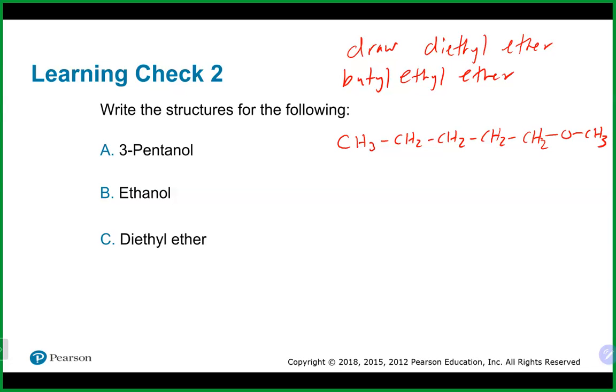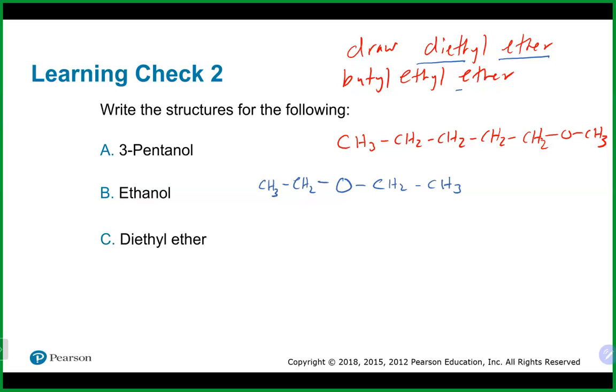Okay, let's take a look. So we're drawing ethers here. Best thing to do is really just start with the oxygen, especially in this case where we have the common name. So diethyl ether means that we have an ethyl group on either side of the oxygen, and ethyl is a 2-carbon group. So we would just fill in our 2 carbons with the appropriate number of hydrogens there. Any question on that one there?